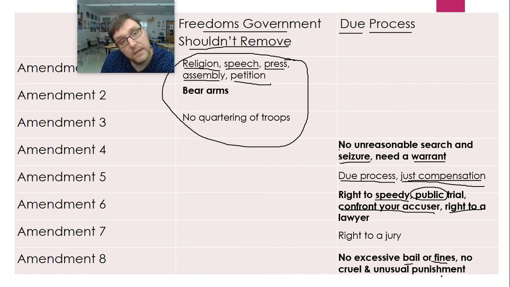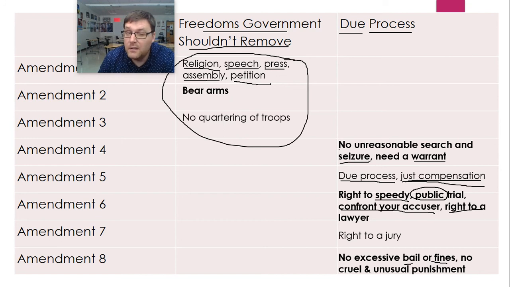Like, for example, drawing and quartering. Do you know what this is? Tie one arm to a horse, the other arm to another horse. Tie one leg to a third horse, and the other leg to a fourth horse. And then you have the horses gallop in four different directions, pulling your limbs off. They used to do that in the Middle Ages. Can't do that. No cruel and unusual punishments.